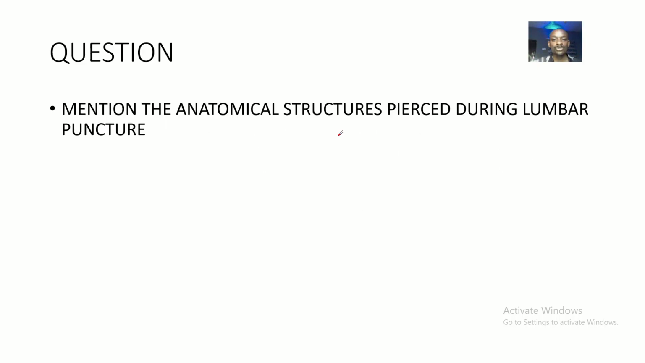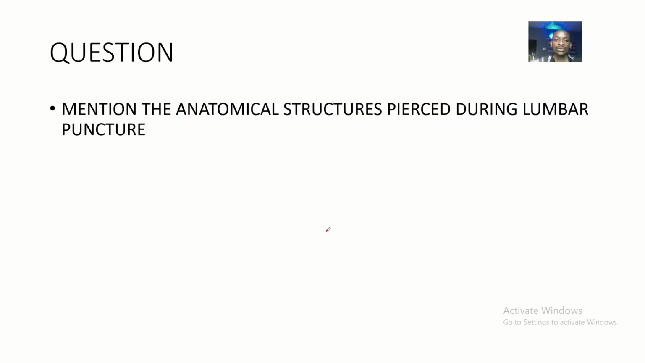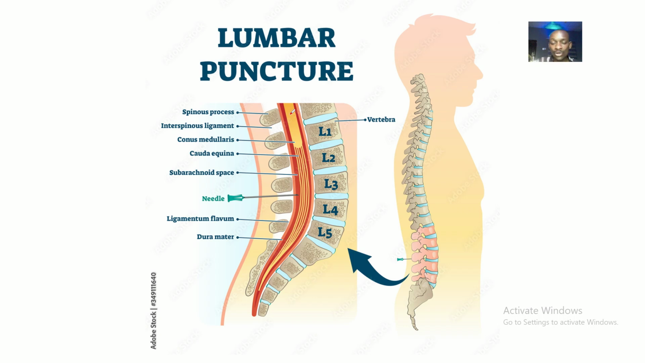And first of all, you guys should know what lumbar puncture is. Lumbar puncture is basically you using a needle to access the cerebrospinal fluid around the lumbar region of the spinal cord. The question is, mention the anatomical structures pierced during lumbar puncture. So I developed a mnemonic for it so that I can always remember this and score 5 marks when this question is asked.